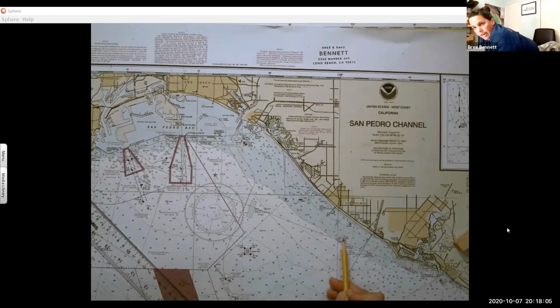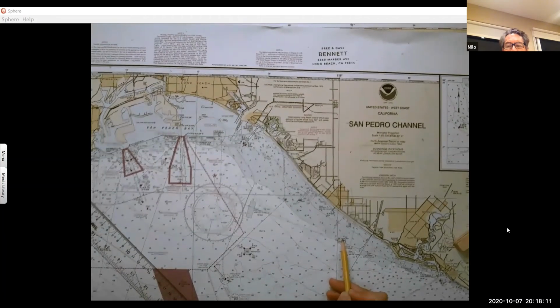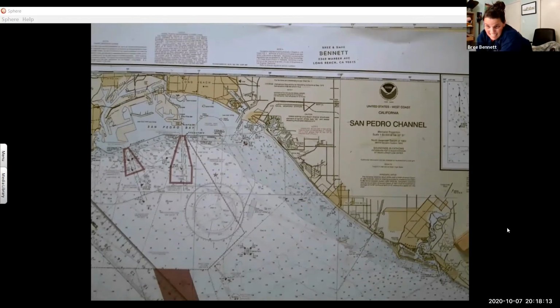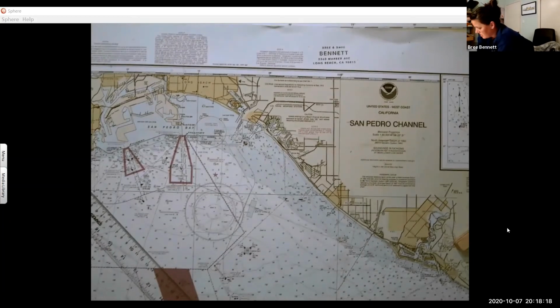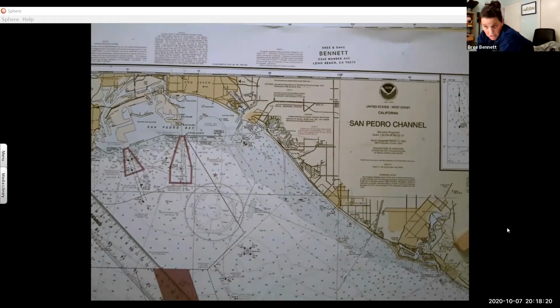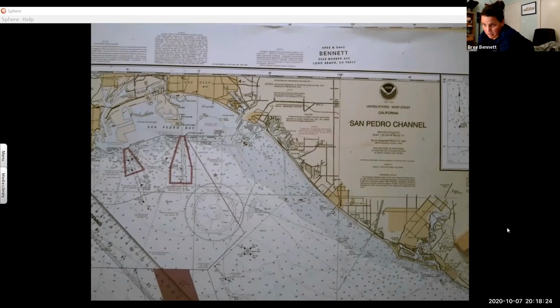So what would 8 fathoms be in feet? Pop quiz. 48. So if our draft is less than 45, less than 40, we're probably good. Our draft as a recreational boater, I think we'll be all right with a 48-foot depth.